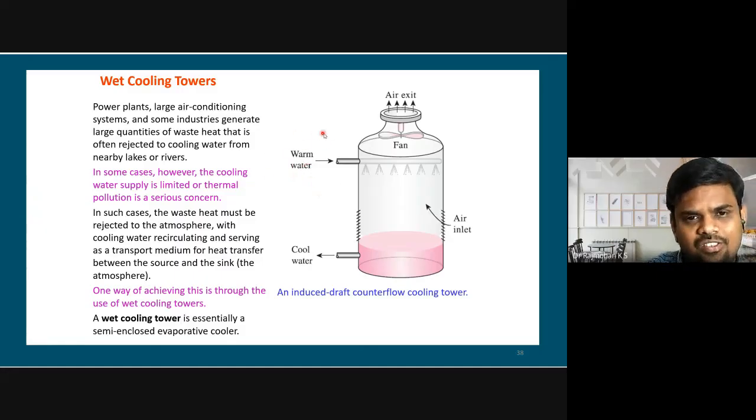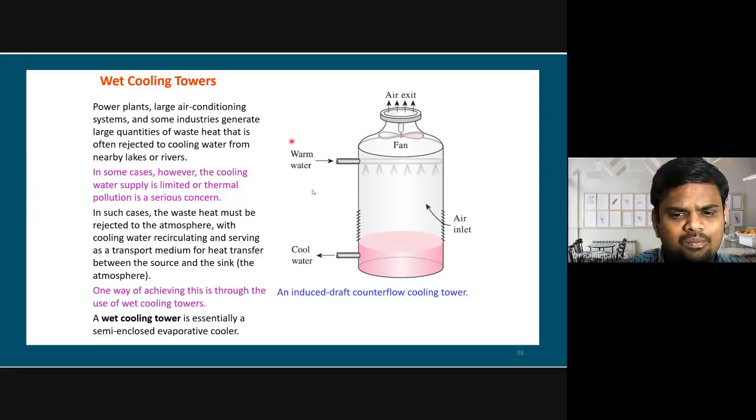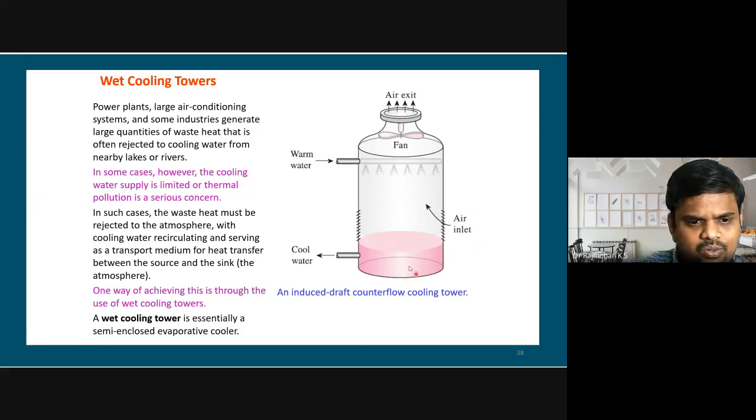As chemical engineers, we have this responsibility. We have to ensure eco-friendly operations are performed in the places that we are working. So the warm water needs to be cooled. How can we cool this water? Atmospheric air will be coming in, and the warm water is sprayed, so the heat is carried away by the air. So the water gets cooled here.